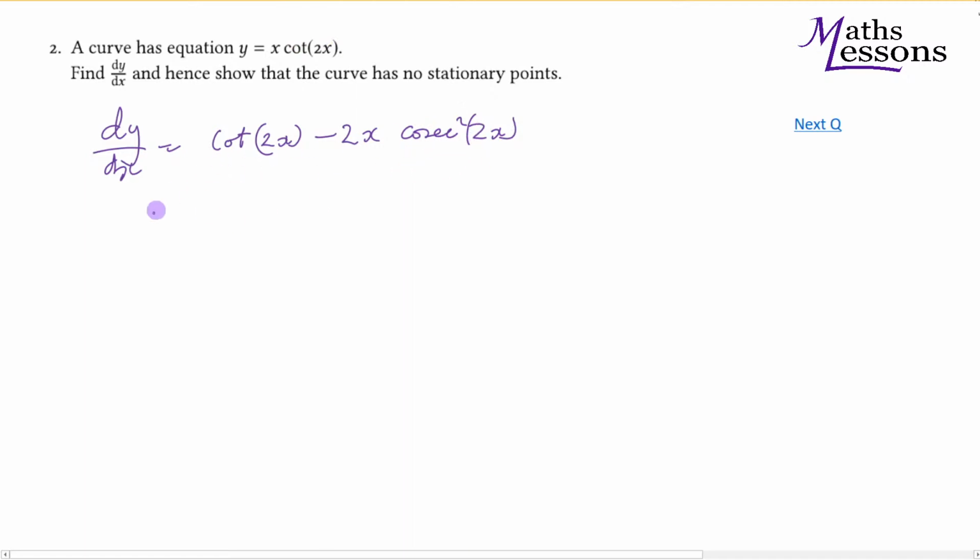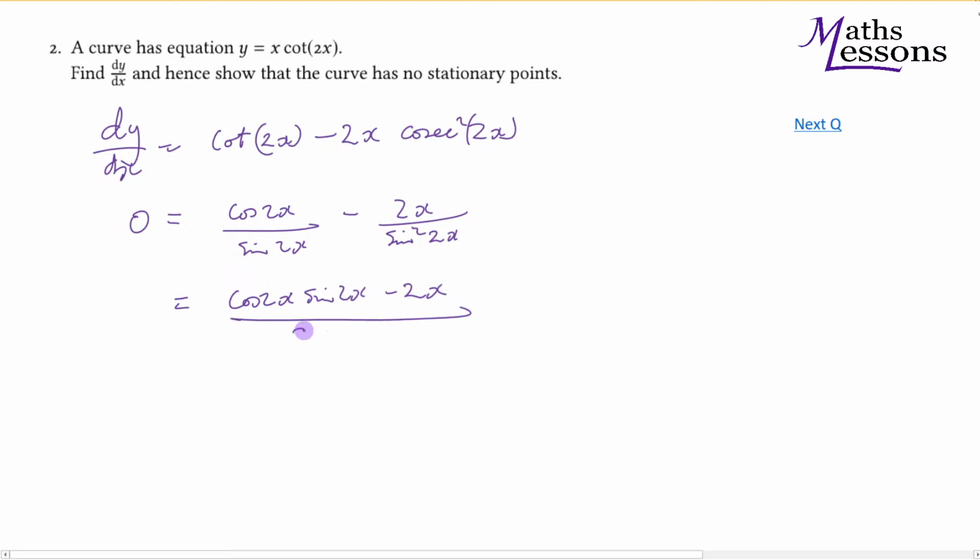So we've got that. Now we want to show that it has no stationary points. So if we make dy by dx equal to 0 and try and solve this, we can see this is equal to cos 2x over sine 2x minus 2x over sine squared 2x, because cosec is 1 over sine, so cosec squared is 1 over sine squared. So we times top and bottom of this by sine 2x, so we get cos 2x sine 2x minus 2x all over sine squared 2x.